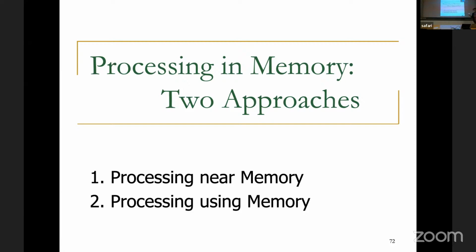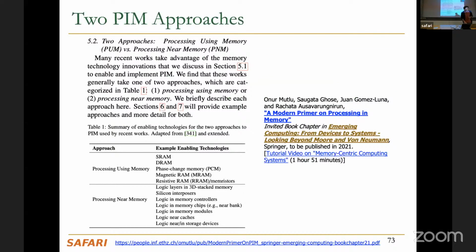We are going to focus today on DRAM, but these processing using memory techniques are applicable to other memory technologies as well. So if you check the book chapter, you will see that in section 5.2, we talk about the two approaches, processing using memory and processing near memory, and you will find this Table 1 with different examples of enabling technologies. Processing using memory is possible these days in SRAM, in DRAM, and also in non-volatile memories like PCM, MRAM, ReRAM, and memristors, etc.